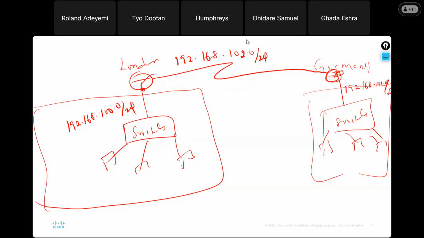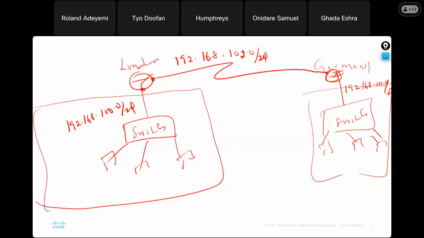Normally, our one link is always /30. And from our knowledge of subnetting, you know what that means. We have two usable IP addresses. One is going to be on this interface. One is going to be on the other interface. But in order not to confuse people, I'll just speak /24. So this is going to be our design.